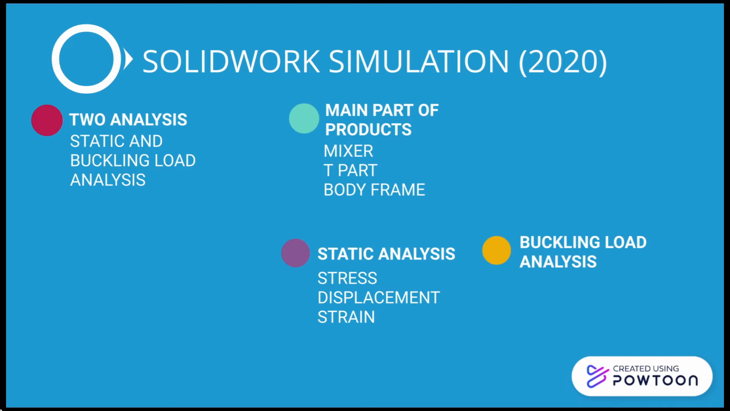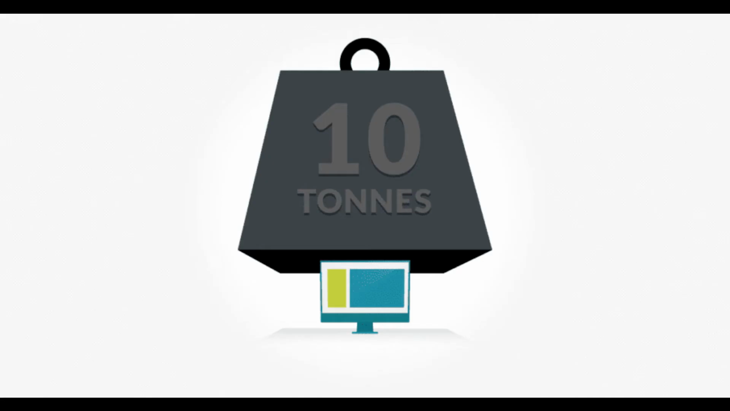There are two types of analysis that will be carried out, which are static analysis and buckling analysis. Static analysis consists of three types of analysis, which are stress von Mises analysis, displacement analysis, and strain analysis. The load that will be applied for the mixer is 294.3 Newton. For T-part, the load is 41.59 Newton, and for body, the load is 937.93 Newton.